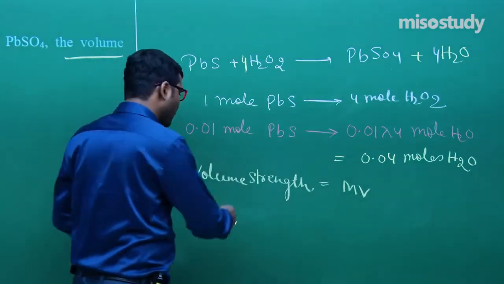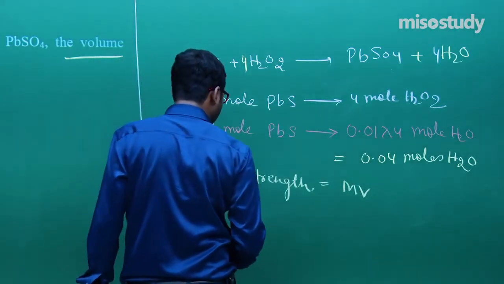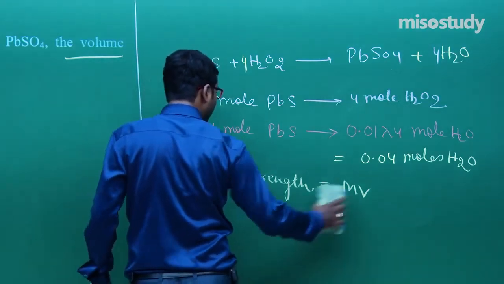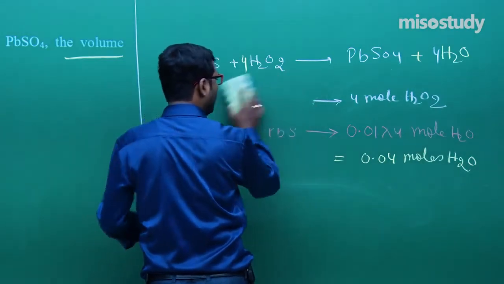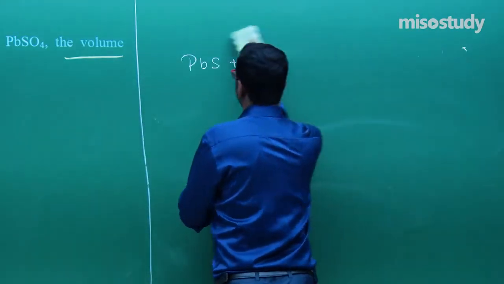Volume strength is given, that is, mole per liter. Tell me what will happen in this case. It's your turn. That is 0.04 mole. I am rubbing this part. Now tell me, friend, what will happen?